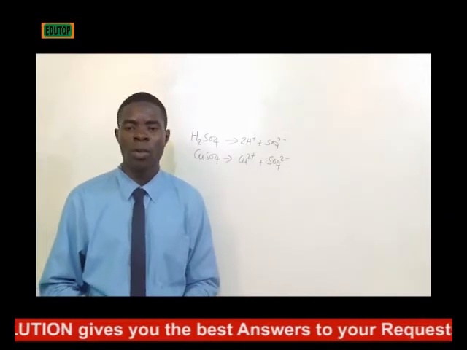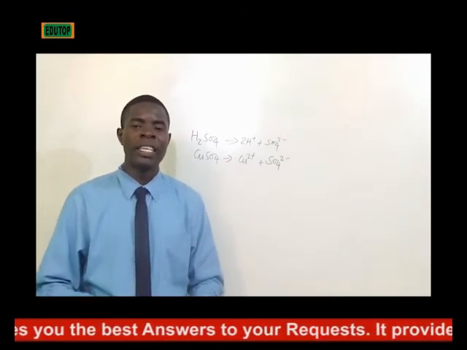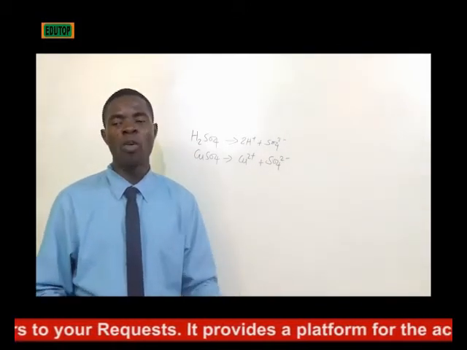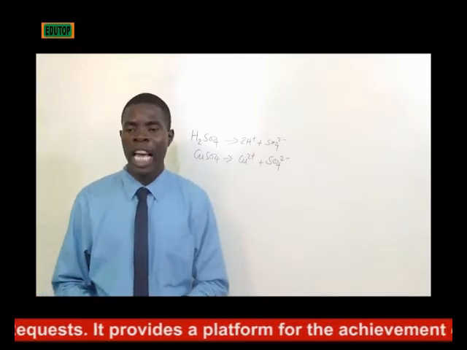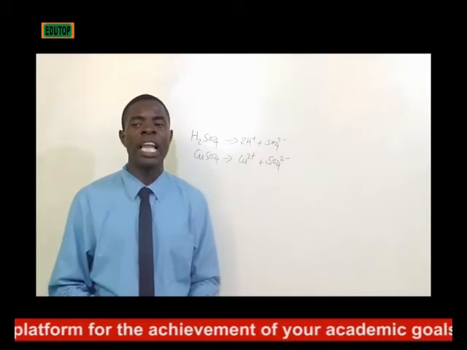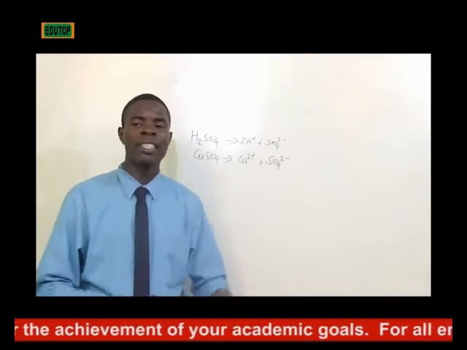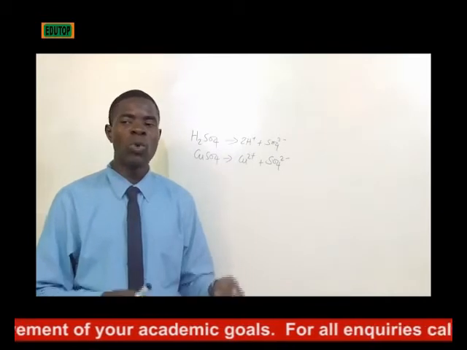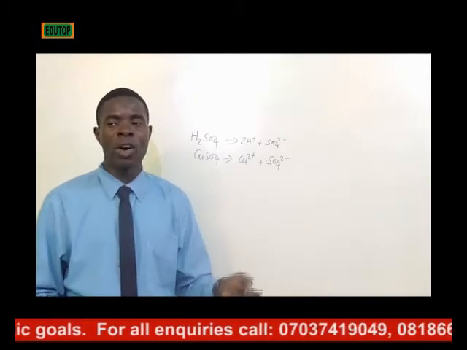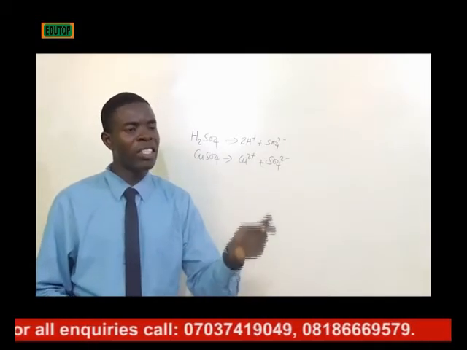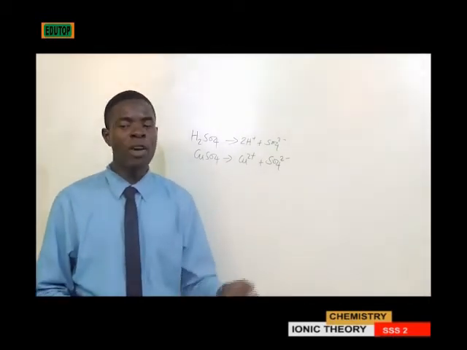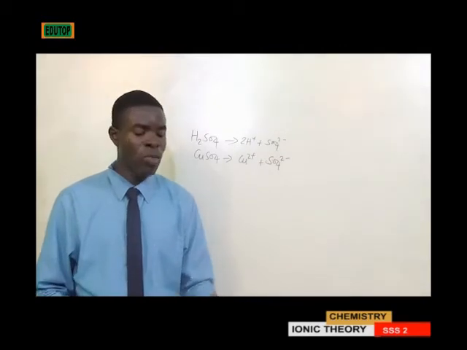Electrolytic cell. What is an electrolytic cell? It is a device that converts electrical energy into chemical energy. Electrochemical cell. What is an electrochemical cell? An electrochemical cell is a device that converts chemical energy into electrical energy. The difference between the two is that an electrolytic cell converts electrical energy into chemical energy, while an electrochemical cell converts chemical energy into electrical energy.